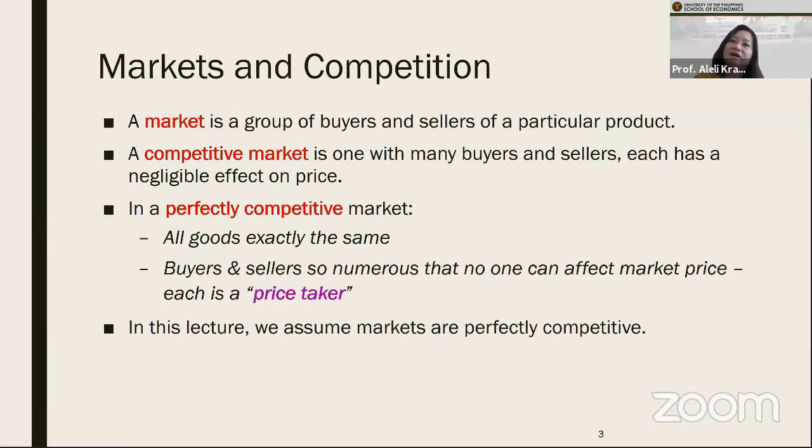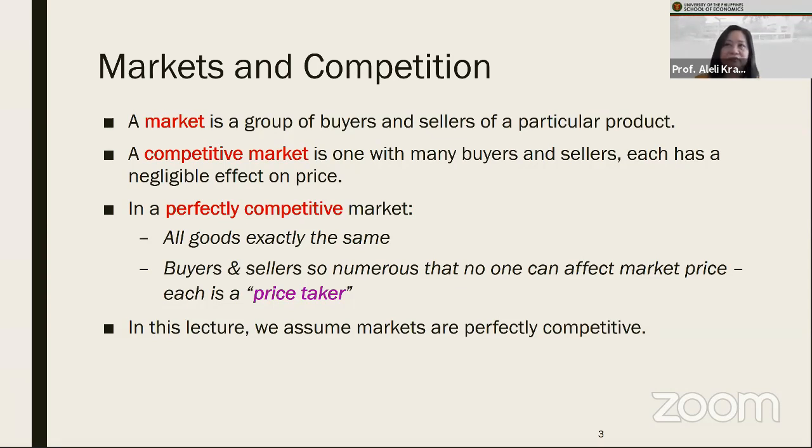So if you're selling the same kind of tocino and you're pricing at 200 pesos per kilo, while the other is pricing it at 150, then nobody will buy from you because they will all buy from the one who's selling it at 150. So you should be able to sell at 150 per kilo in order for you to compete. Okay. So in this lecture, we assume that markets are perfectly competitive.